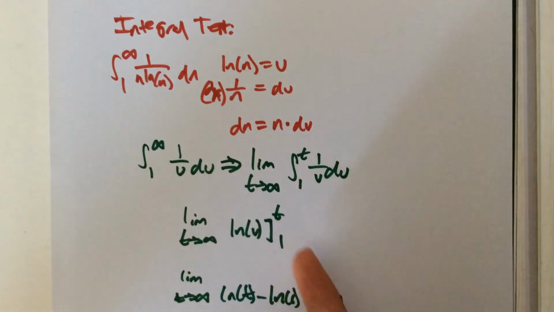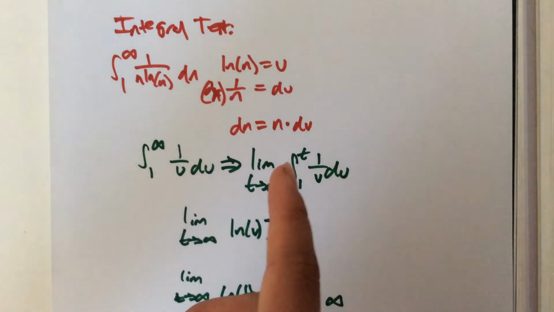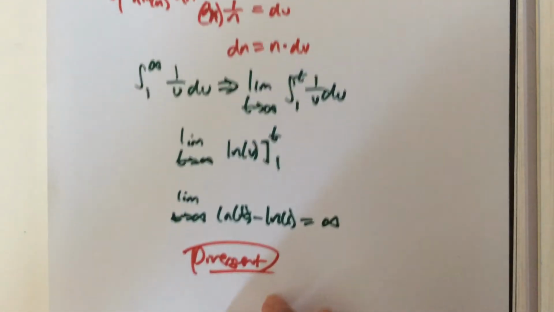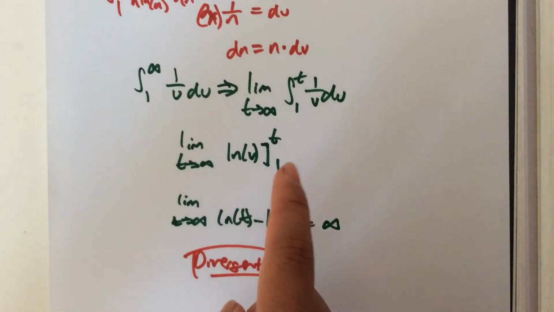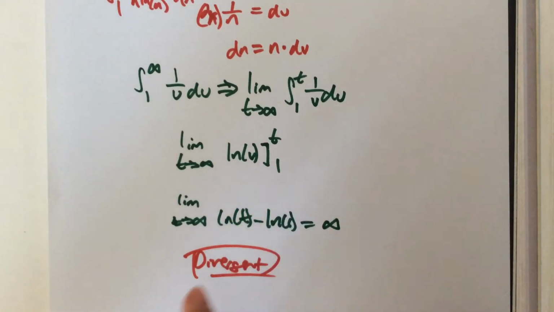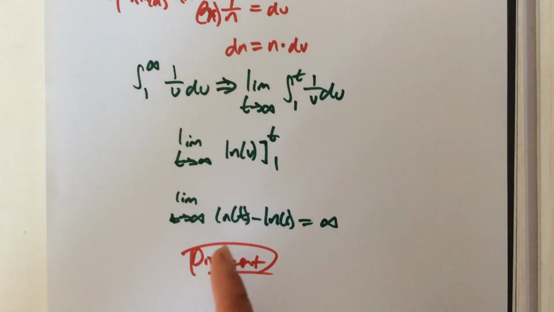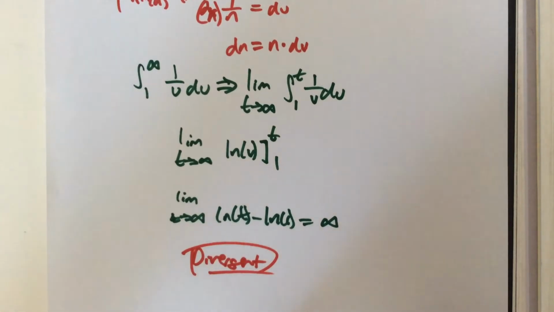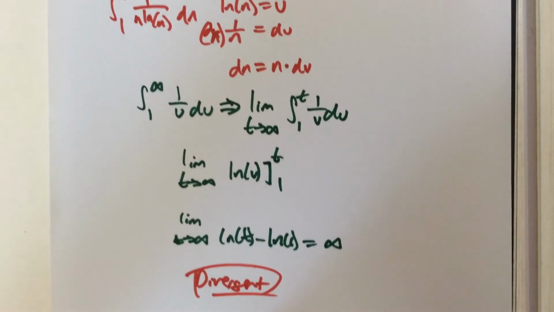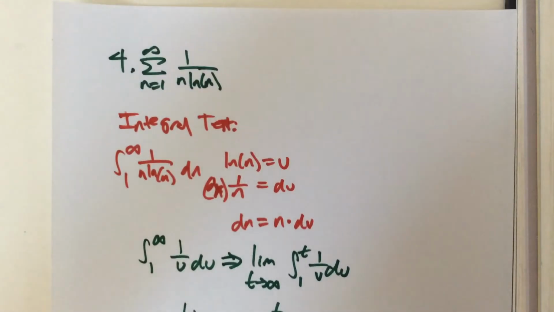So that would be equal to the limit as t goes to infinity of the integral from 1 to t of 1 over u du. And that's equal to ln of u with these bounds, and then that would be the limit as t goes to infinity of ln of t minus ln of 1. And that's using the fundamental theorem of calculus. Since this is equal to infinity, ln of infinity is equal to infinity, that means that this is divergent because the integral is equal to infinity.